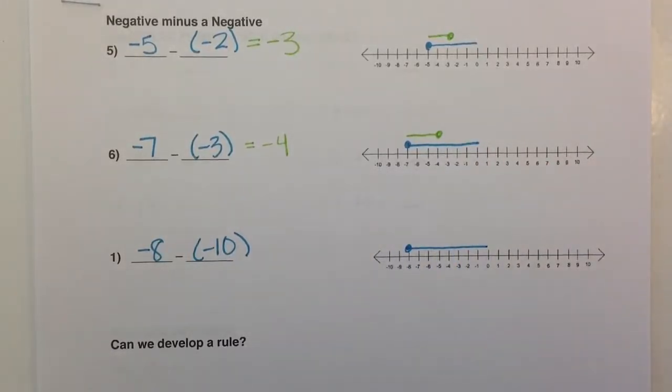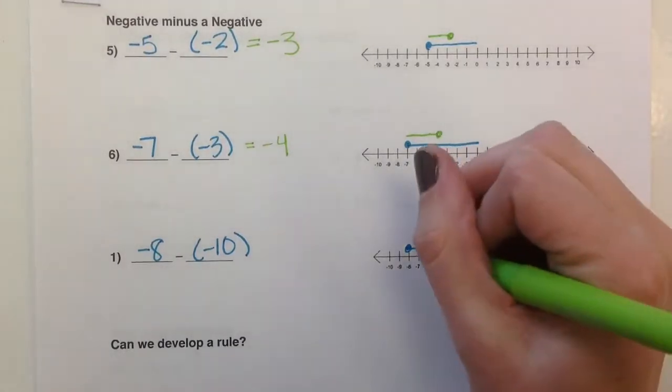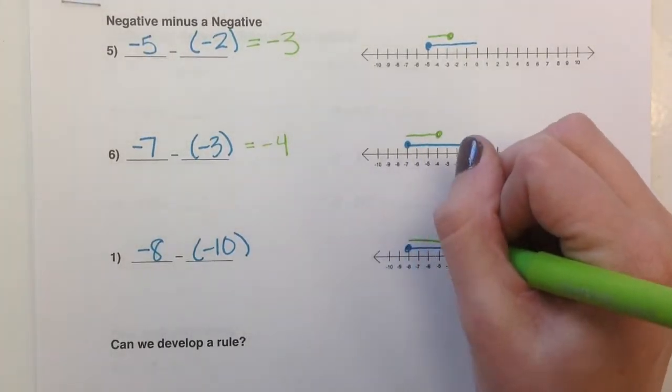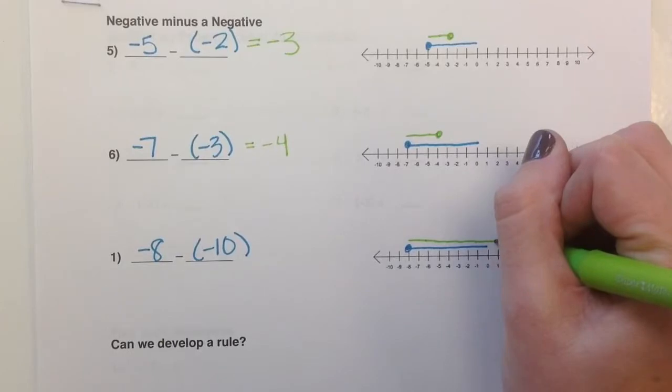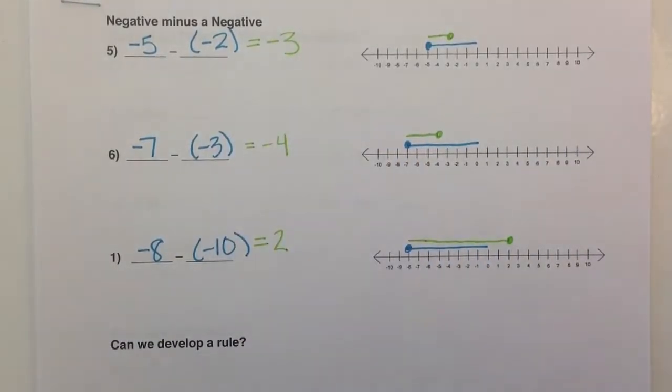When I subtract a positive, I go to the left. I'm subtracting a negative, so I'm going to go to the right 10. 1, 2, 3, 4, 5, 6, 7, 8, 9, 10. And that lands me at a positive 2. So we've got some negatives and some positive answers.